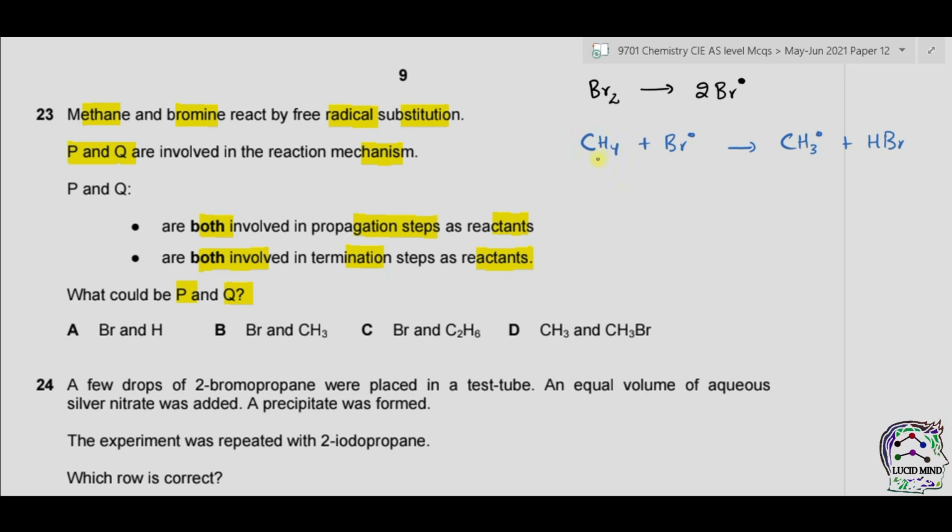These methyl radicals can also react with Br2 to form methyl bromide along with a bromine radical. These steps will continue until all the hydrogen atoms in CH4 are replaced by Br. In termination steps, two radicals can come together to form a neutral product, or CH3 radicals can come together to form an alkane.